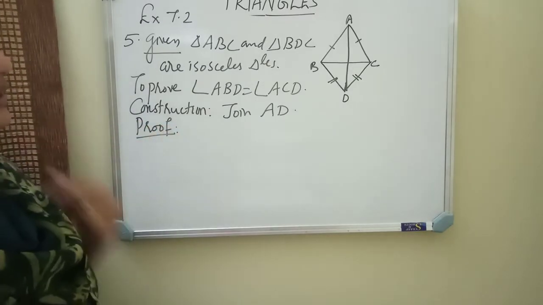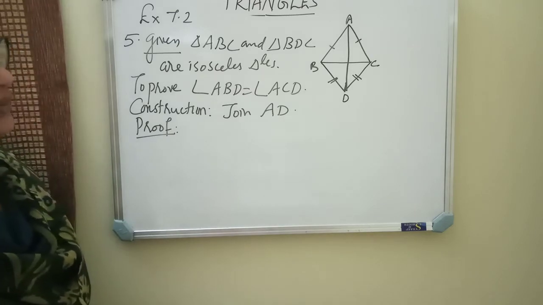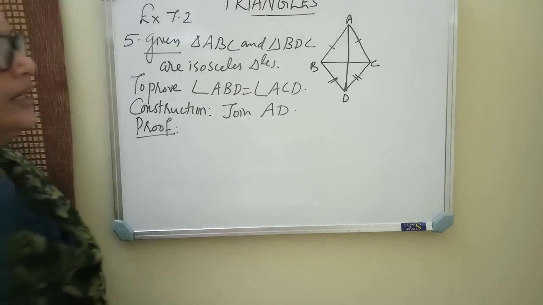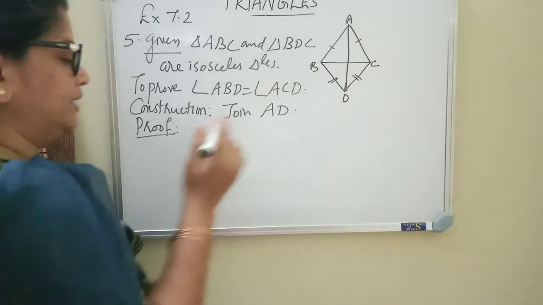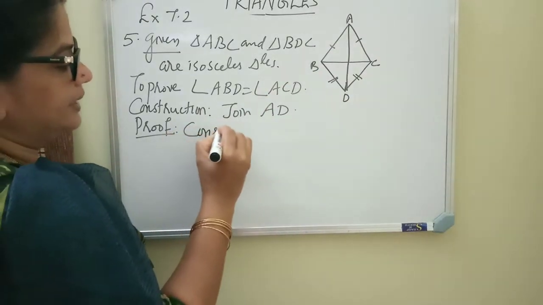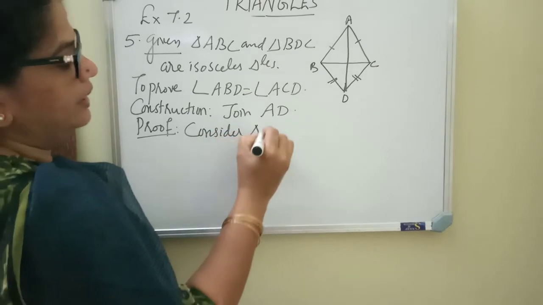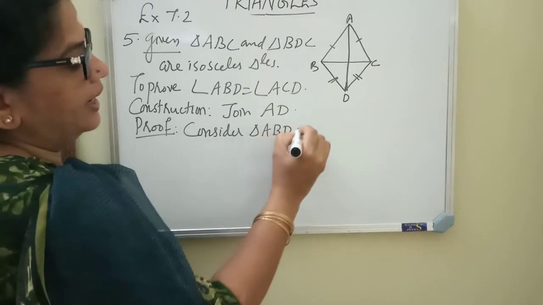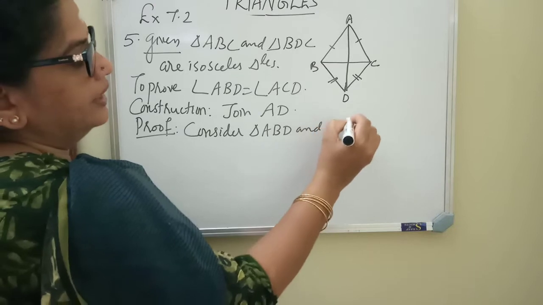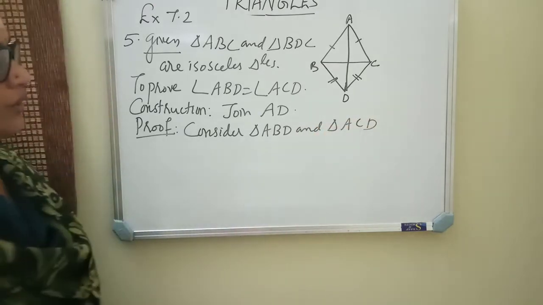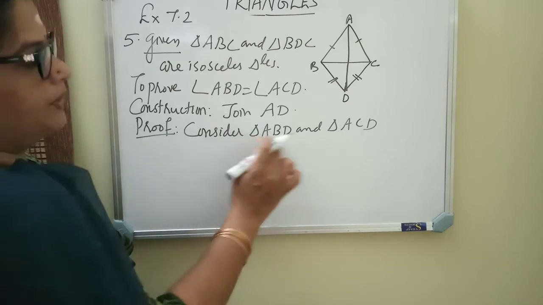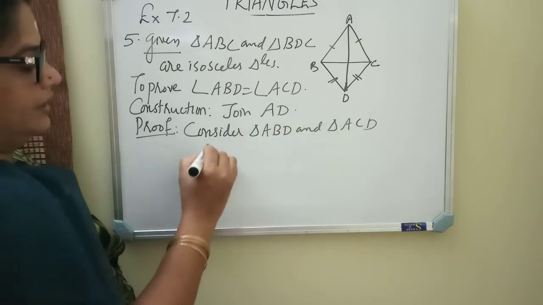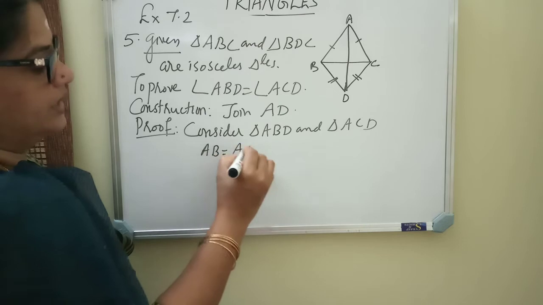So for proving this, I am considering two triangles. What are the two triangles I am considering? Triangle ABD and triangle ACD. So write, consider triangle ABD and triangle ACD. So in triangle ABD and ACD, first AB equal to what? AC. AB equal to AC. That is given.